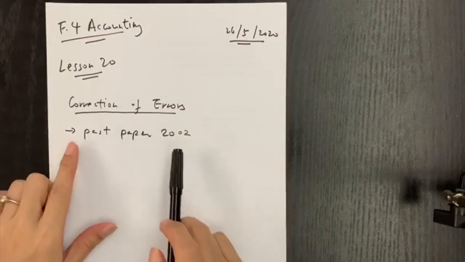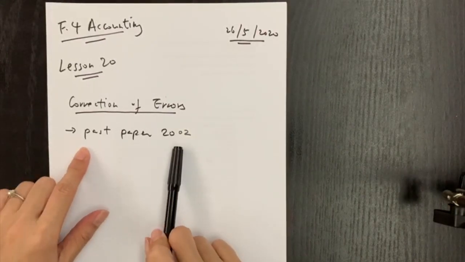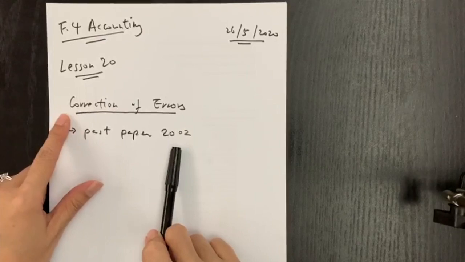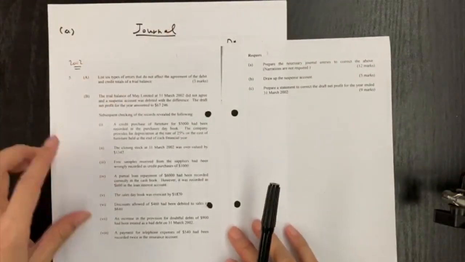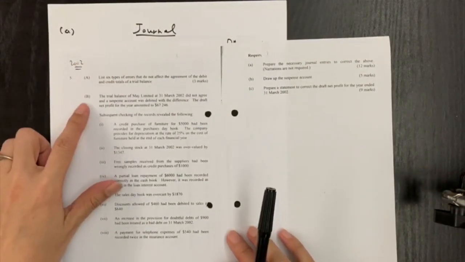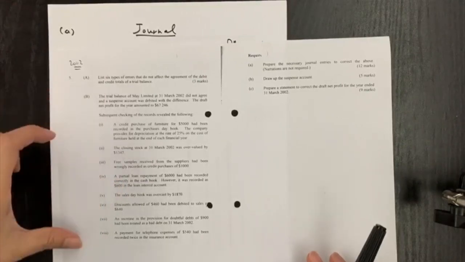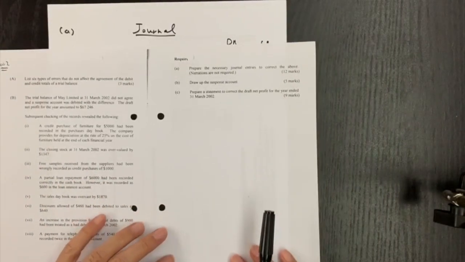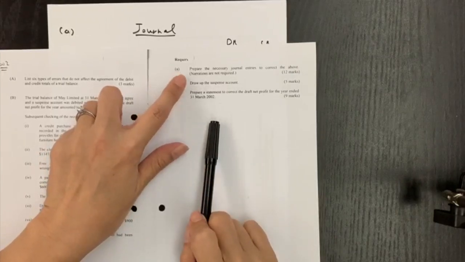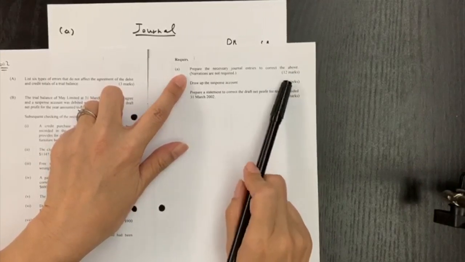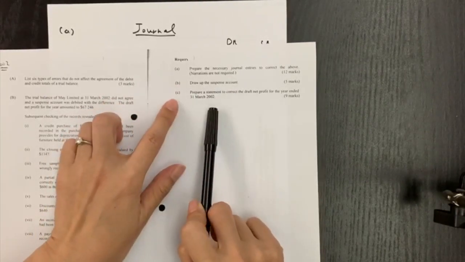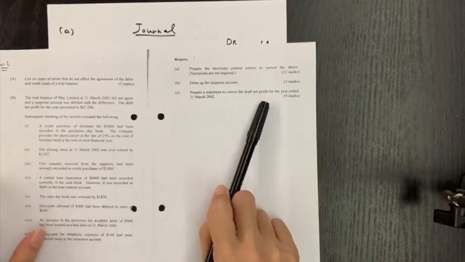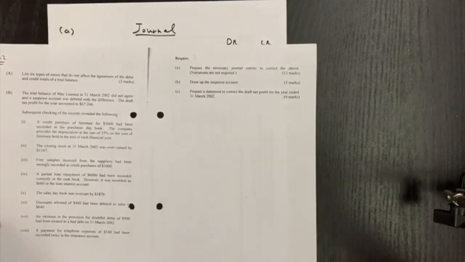Alright, so we will do one past exam question in 2002, which is about correction of errors. Okay, so here we have the question. In 2002, we will do part B today. Before we look at the question, let's look at the things that we have to prepare. For part A, we need to prepare journal entries to correct the errors, and after that we draw a suspense account, and also we need to adjust the net profits in the income statement.